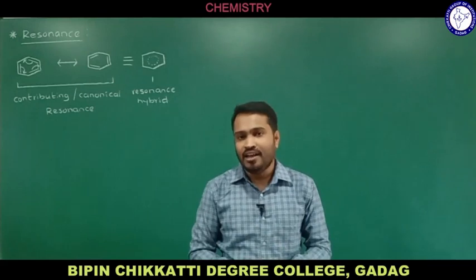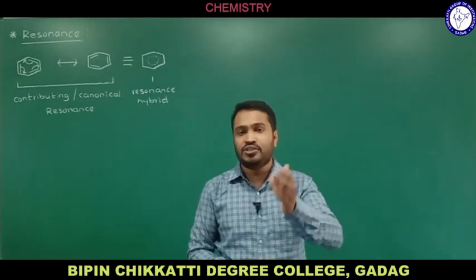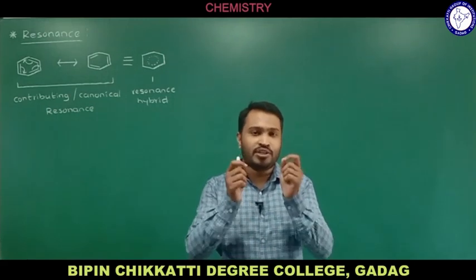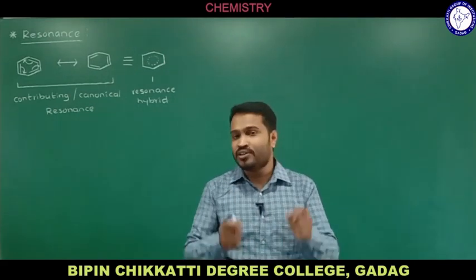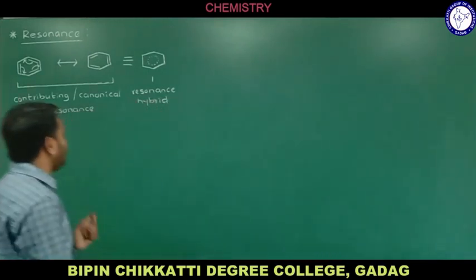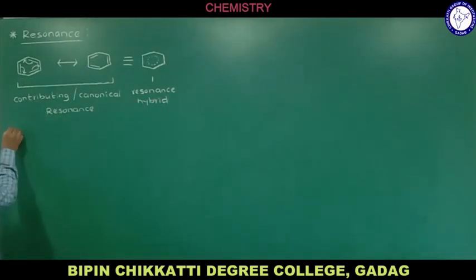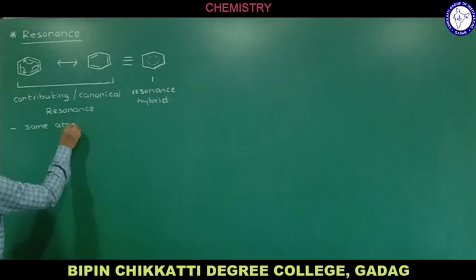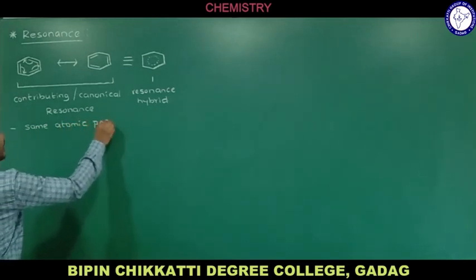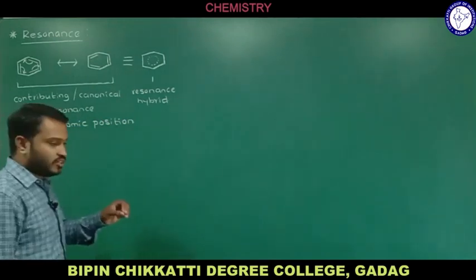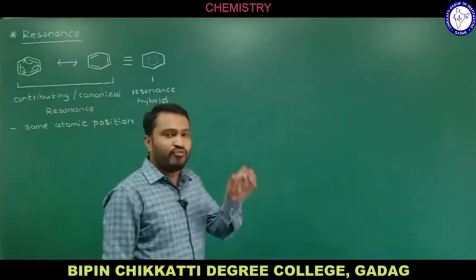Now we'll see how to write the resonating structures of different molecules, and before moving with that, we'll see what the rules to be followed are, or what conditions are to be applied while writing the resonating structures of molecules or ions. The first rule is same atomic position: you need to write the contributing structures in such a way that the position of atoms should be same.